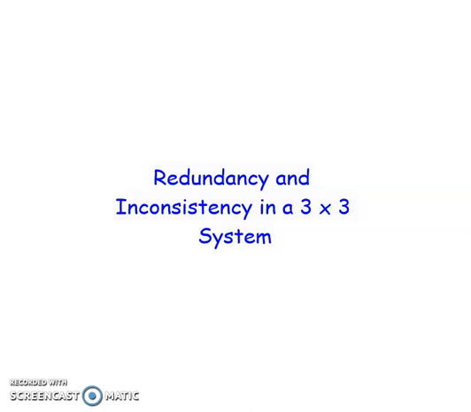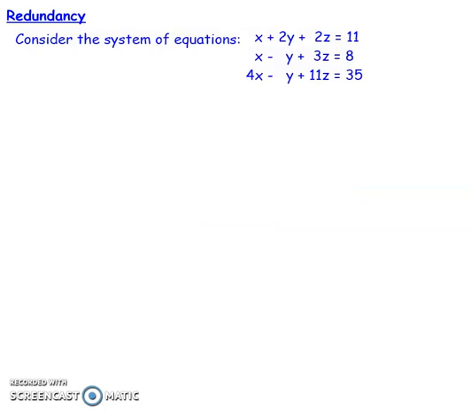In that case, there's a couple of possibilities that could occur, and it's one of these two. So I'm going to look at what they both mean and the solutions that come about because of them. Now let's start by thinking about redundancy within a system. Let's imagine I want to consider this system of equations here and look at solving them.